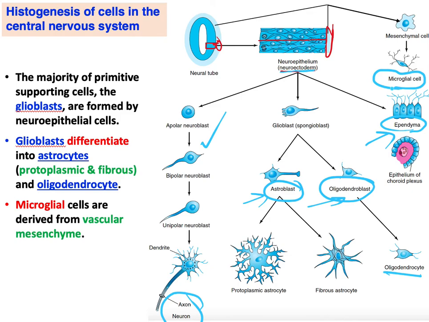Guys, I would just remind you that Schwann cells are something related to the peripheral nervous system, right? Forget it now. I'm talking about the central nervous system. So the microglia cell, guys, originates from mesenchymal cells here, as you see, right?